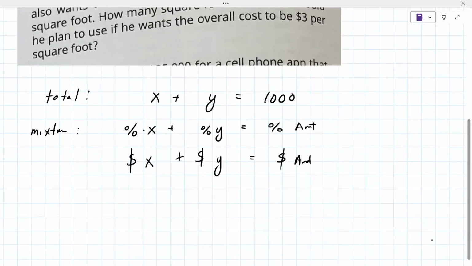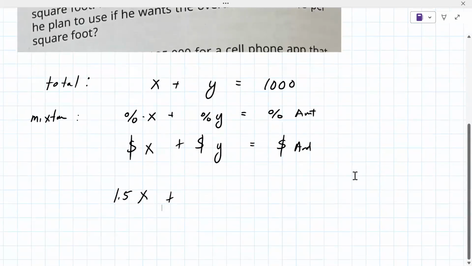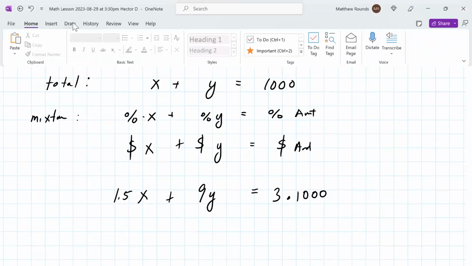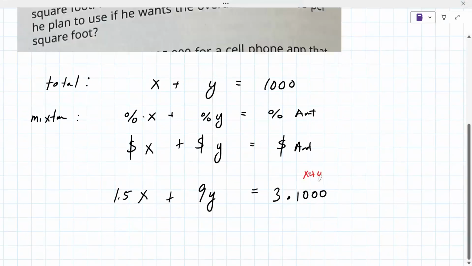It's $1.50 times however many X tiles you use plus $9 for every Y tiles you use, and you want it to be an average of $3, and you need 1,000 tiles. Now, let me throw some things in here. Like you might be doing it this way, where this 1,000 is X plus Y. And Y, we're going to change to 1,000 minus X because you only want one variable in your problem. However many X you're using, Y is 1,000 minus X.